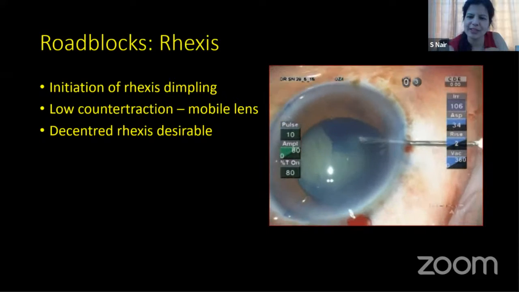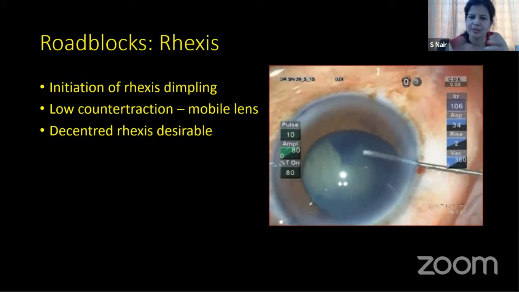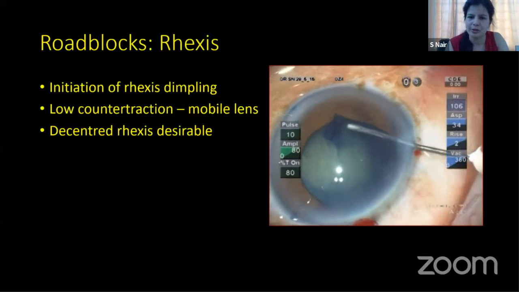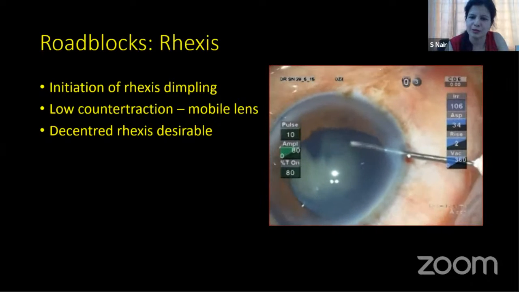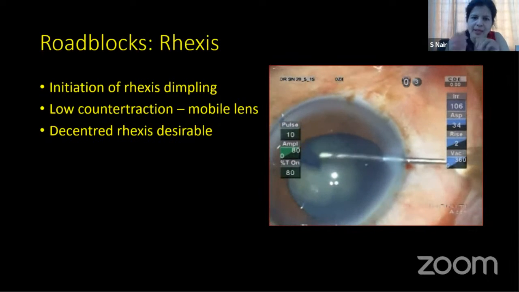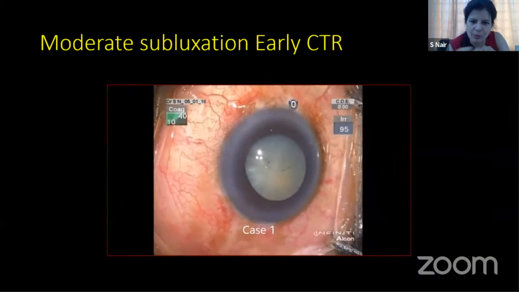So these are the fine changes that you need to bring about in a rexis. You can, of course, use a micro rexis forceps to do all that. But above all this, you should be sure that your anterior chamber is free of vitreous for the rexis to happen smoothly.